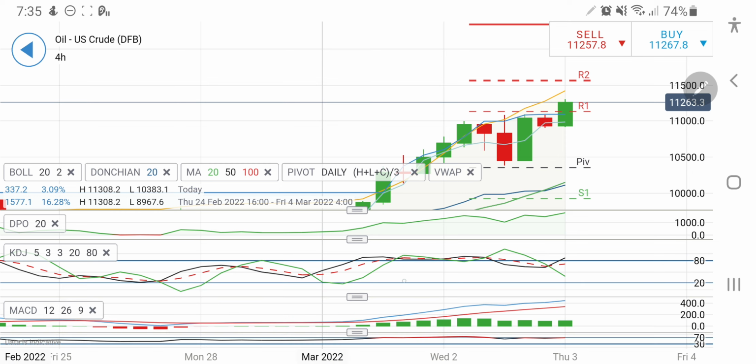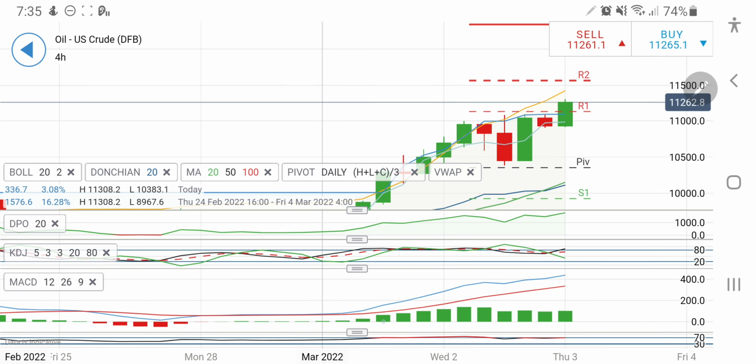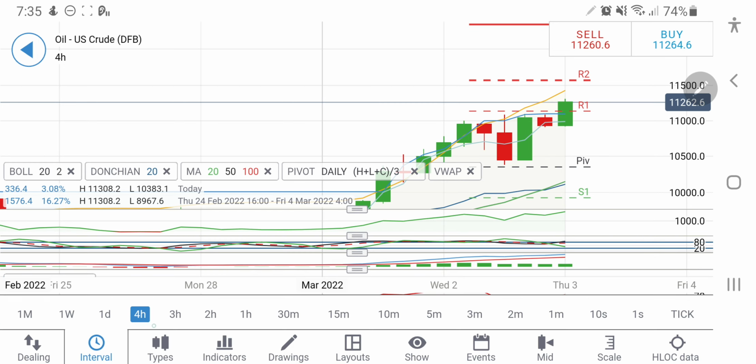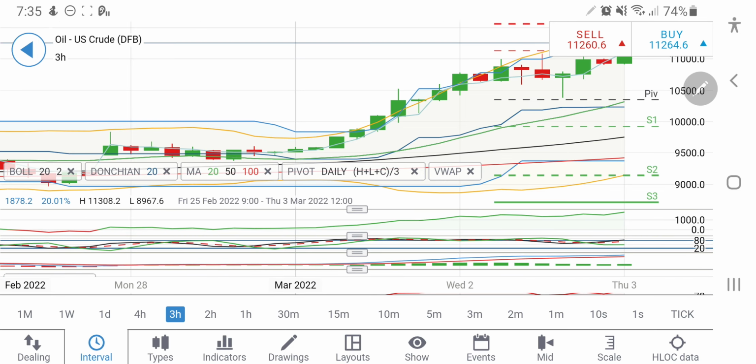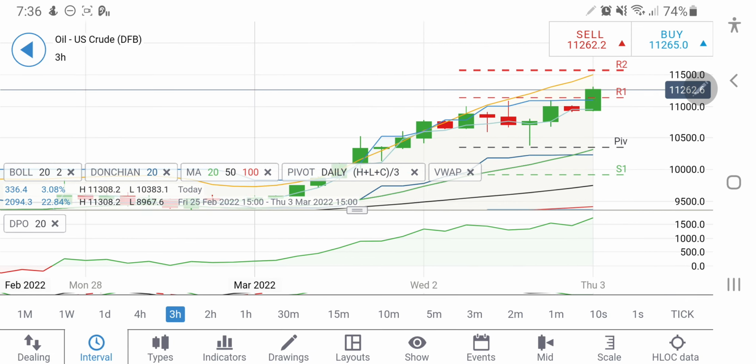RSI and MACD are again entering into the buy zone, and stochastic is again overbought, and RSI is again overbought. This is on the 4-hour charts. Look at the 3-hour charts. On the 3-hour chart, the verdict is the same.